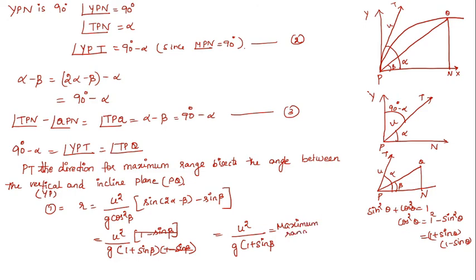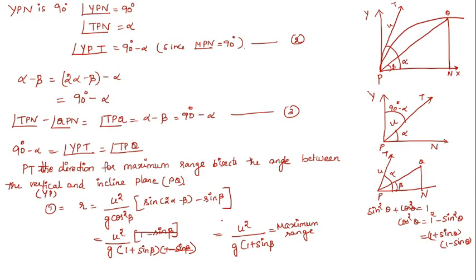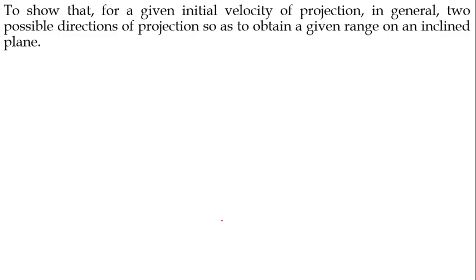And this will be obtained by the angle which we found in the previous slide, that is alpha is equal to pi by 4 plus beta by 2, right? Next we'll move to the next problem, that is we are going to find there are two possible directions for a projection. That's what we are going to prove. That is to show that for a given initial velocity of projection, in general, there are two possible directions of projection so as to obtain a given range on an inclined plane.